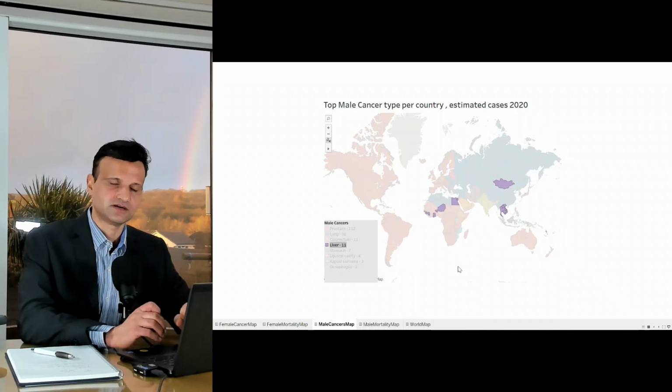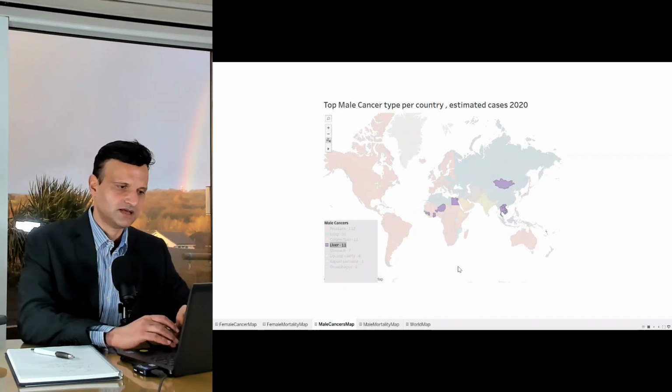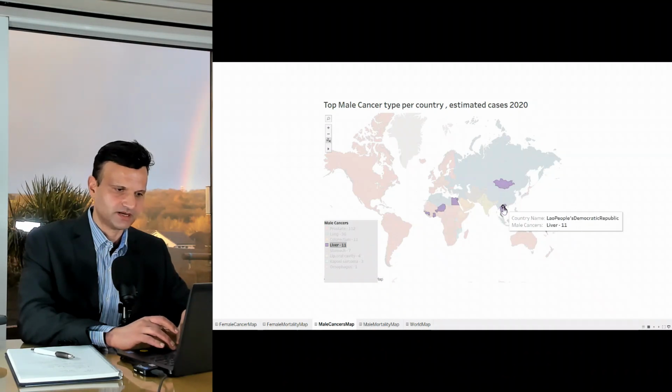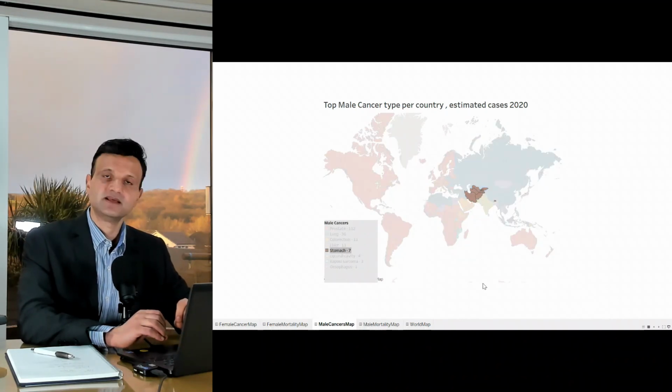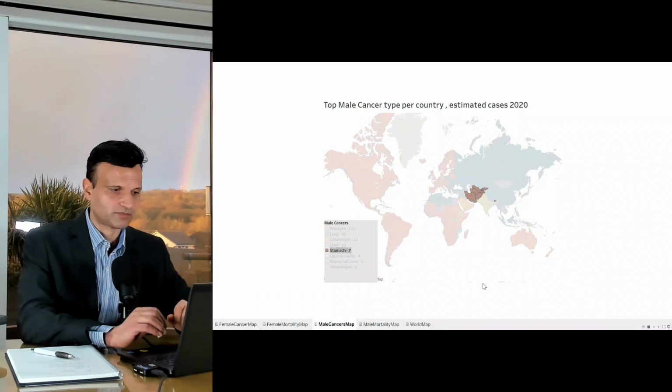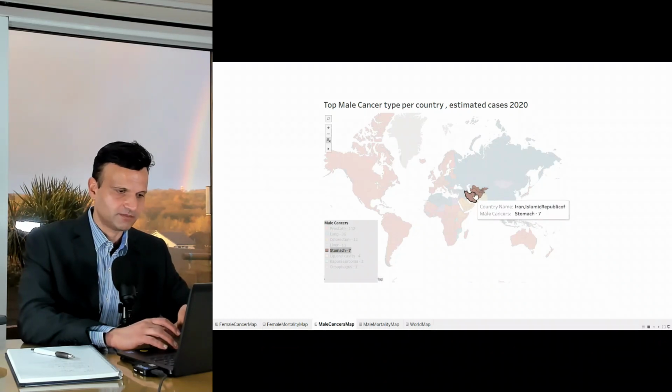In 11 countries it is top of the list, some of the countries in Africa, whereas Mongolia and these countries in Asia. After liver and colorectal, the next one is stomach cancer, which is top of the list in 7 countries. The majority of them are Central Asian countries.